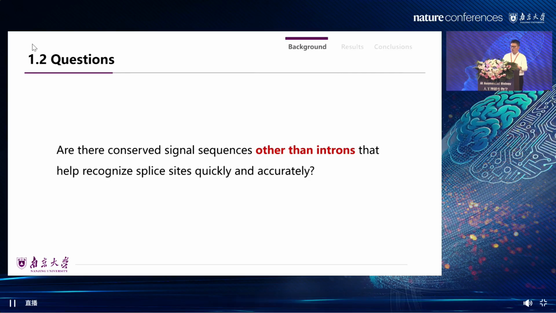This led us to our central research question: are there conserved signal sequences other than introns that help the spliceosome recognize splice sites quickly and accurately?